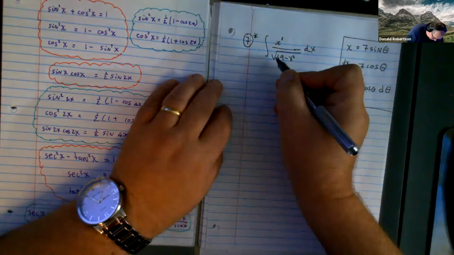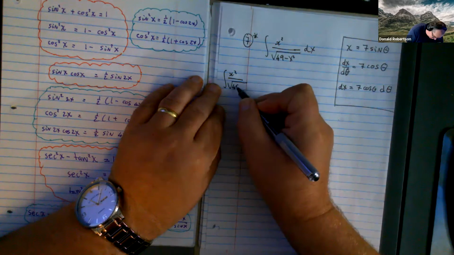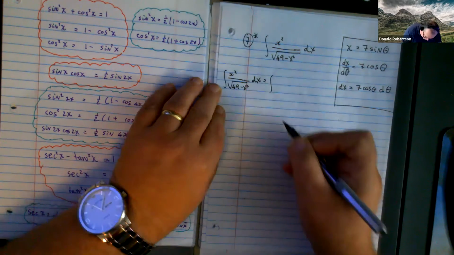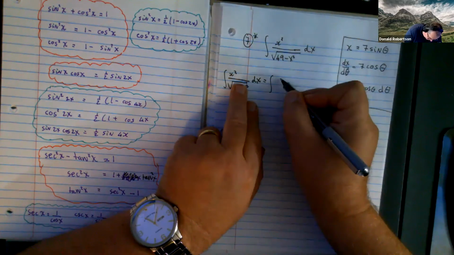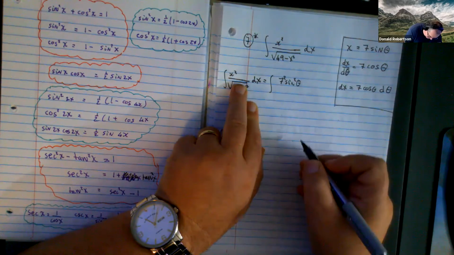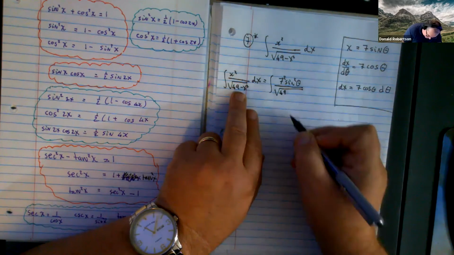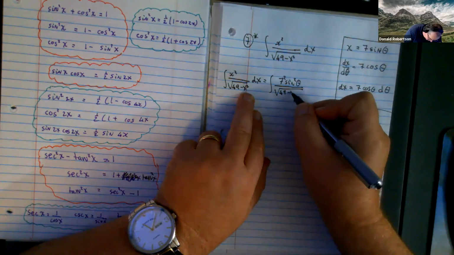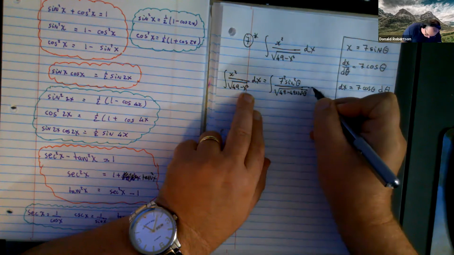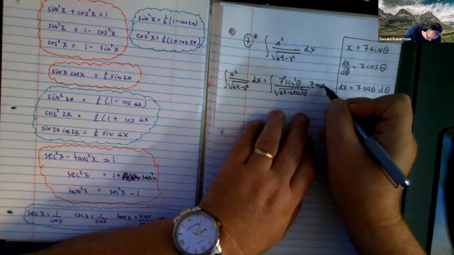And then I take this guy. The next stage is to turn your integral into thetas. So x squared is going to be that guy squared, and I'm going to call him sine squared. Right, 7 squared sine squared. On the bottom, I'm going to have the square root of 49 take away that guy squared, and I'm going to call him 49 sine squared, times 7 cosine theta d theta.